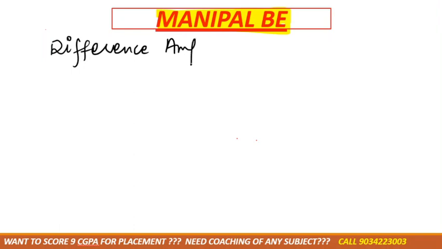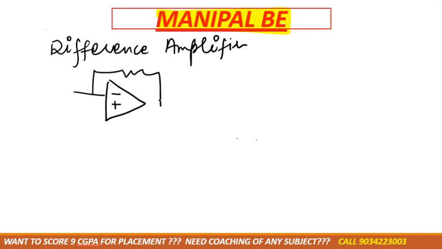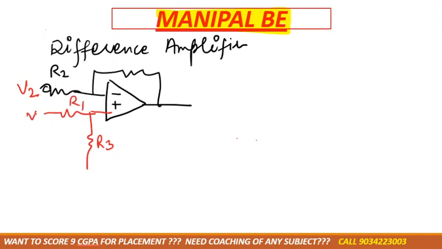On the difference amplifier generally a question doesn't come, but still I am telling you the formula. In the difference amplifier, again the feedback is connected to the negative terminal and the input resistance is R2. You have to remember all these things. Okay, this is V2, the positive terminal has R3, and then it will be R1, this is V1, and the output voltage is denoted by V naught, right? This one terminal is grounded.